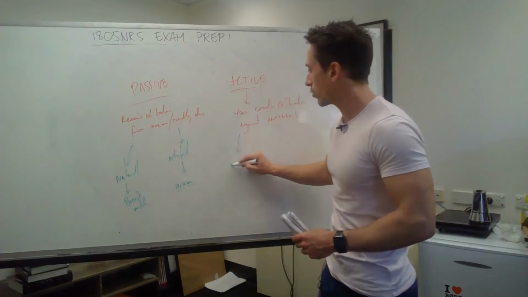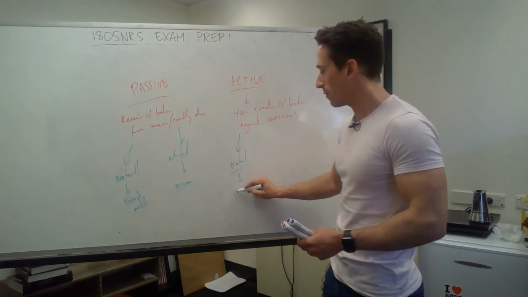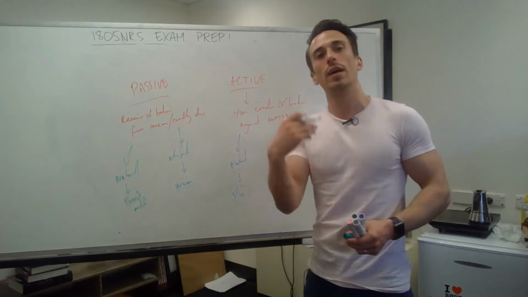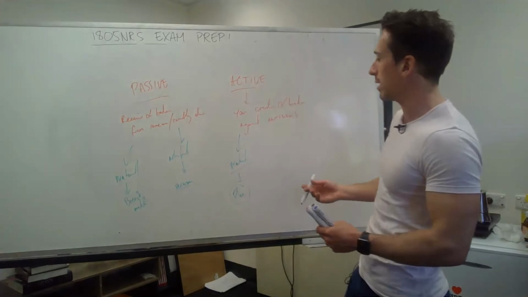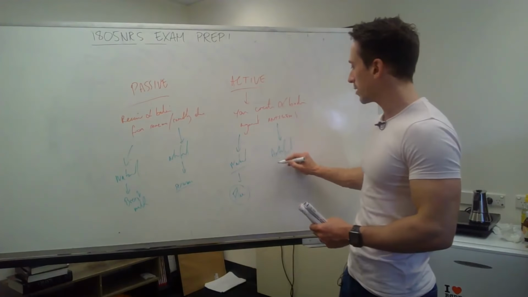Active also has natural. Natural is when you get the flu. Someone sneezes in your face and exposes you to the antigen, and you create the antibodies. Then you've got the artificial, which is just vaccines.